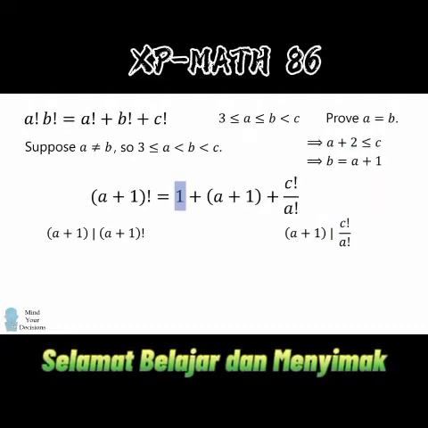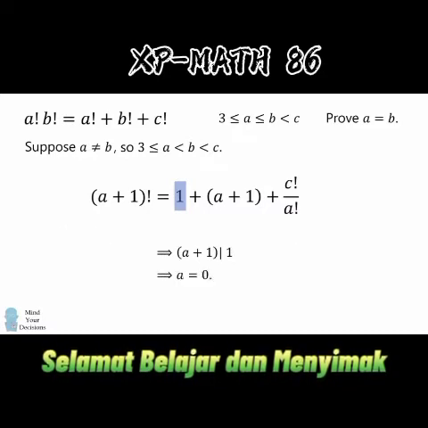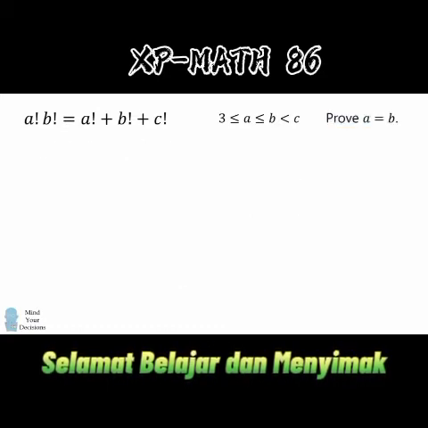Therefore, for the right-hand side to be divisible by a plus 1, we must have a plus 1 divide 1. But that means that a is equal to 0, and that's a contradiction because we know that a is at least equal to 3. Therefore, our original assumption was wrong. We cannot have a is not equal to b. We must have a is equal to b. We will then consider the next step.